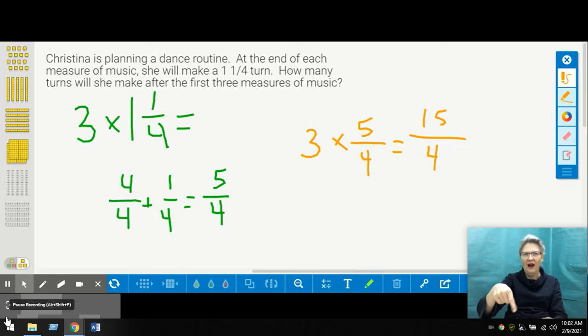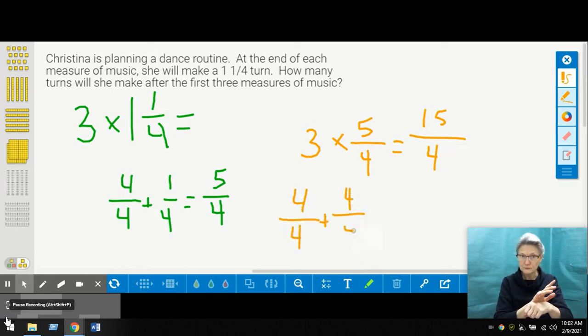So I can count by my 4s, count by multiples to see how many would get me close to 15, and then I might have some left over. So let's take a look at that. I know that 4/4, that's 1 whole. So I'm just going to count by the multiples here. Now I'm at 8/4. Okay, that's 12/4. And if I did another 4/4, that would get me to 16/4.